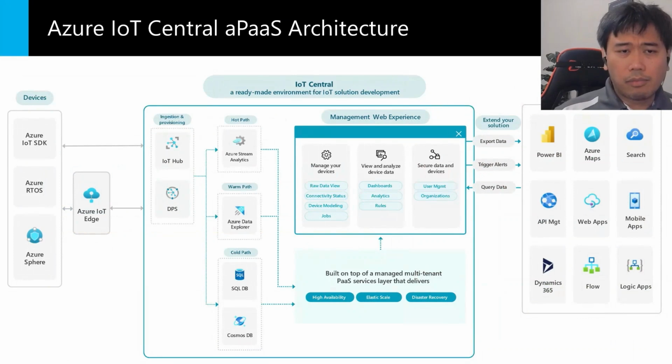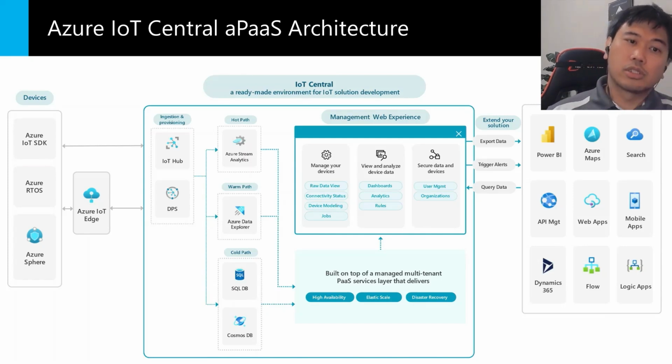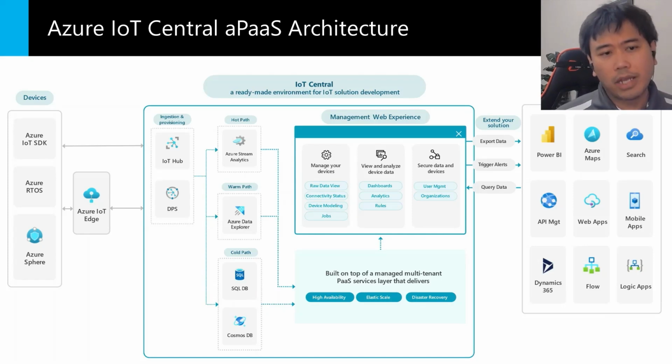So the IoT Central platform, application platform as a service, looks something like this. It's actually a collection of all these different IoT services in Azure that simplifies a lot of this and connects them automatically for you. On the device side, you can use the IoT SDK, Azure Sphere, or RTOS to connect to IoT Hub. So underneath IoT Central, it's using IoT Hub to receive those messages. For the device connection, it's using DPS to be able to manage it.